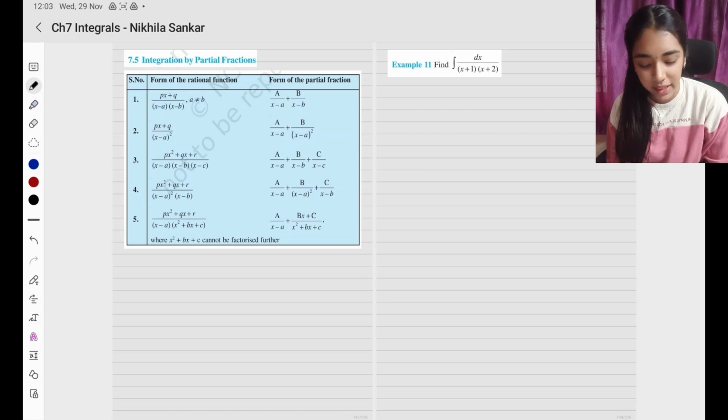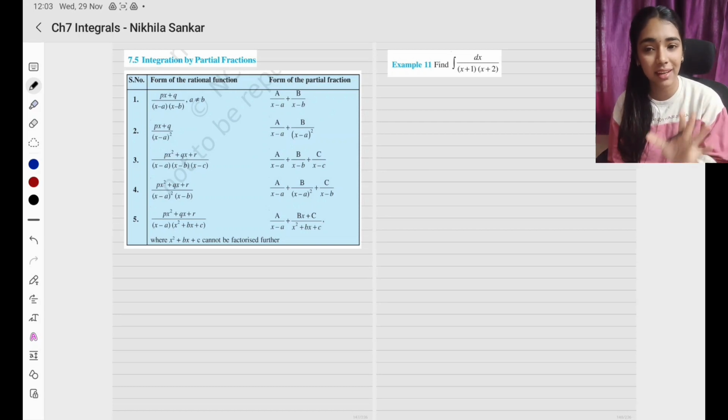Moving on to the next topic, integration by partial fractions. This is my most favorite method, ஏன்னா இது வந்து ரொம்ப ஈஸியாகவும் இருக்கும், ஃபன்னாகவும் இருக்கும், and it's very useful for solving any kind of integral.